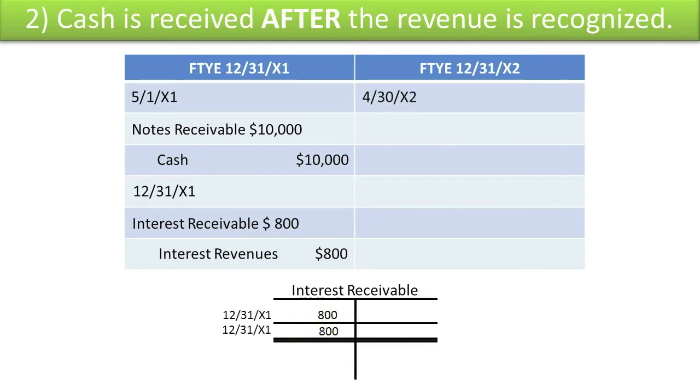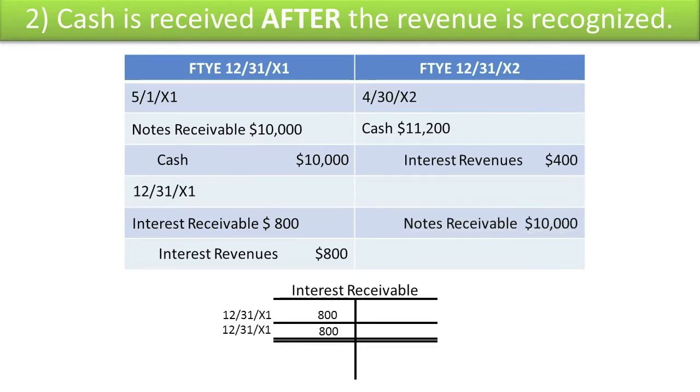Next year, X2, on April 30th, lender receives a total payment from the borrower of $11,200. Why did they receive that $11,200? Let's break it out piece by piece. First off, they earned another $400 of interest revenue. Credit to interest revenue, $400. And it received back all $10,000 of the principal it lent out. So credit to notes receivable, $10,000.